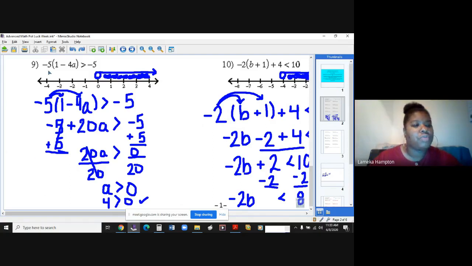So this was my original problem, -5 multiplied by (1 minus 4a), and that's greater than -5. So I just went ahead and rewrote the problem there. Now, we have distributive property here. Remember, distributive property is when you have a number on the outside of the parentheses, and you are multiplying it by whatever is inside of the parentheses. So I multiplied -5 times 1, and I have -5 here. And then I multiplied -5 times -4a, and that gave me a positive 20a.